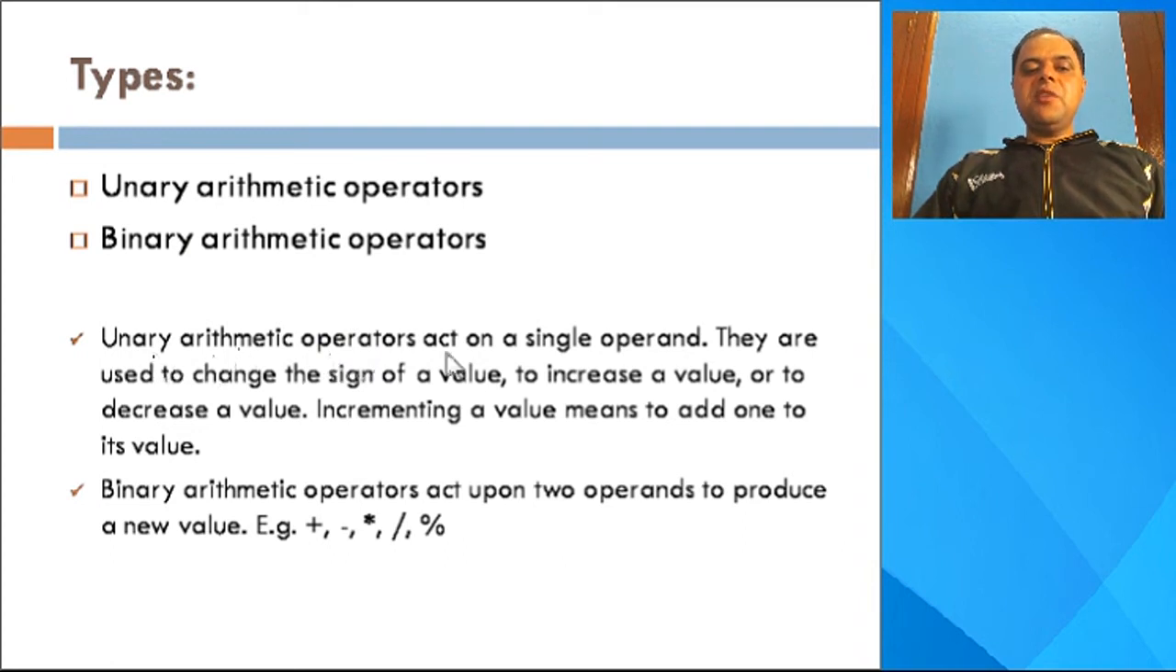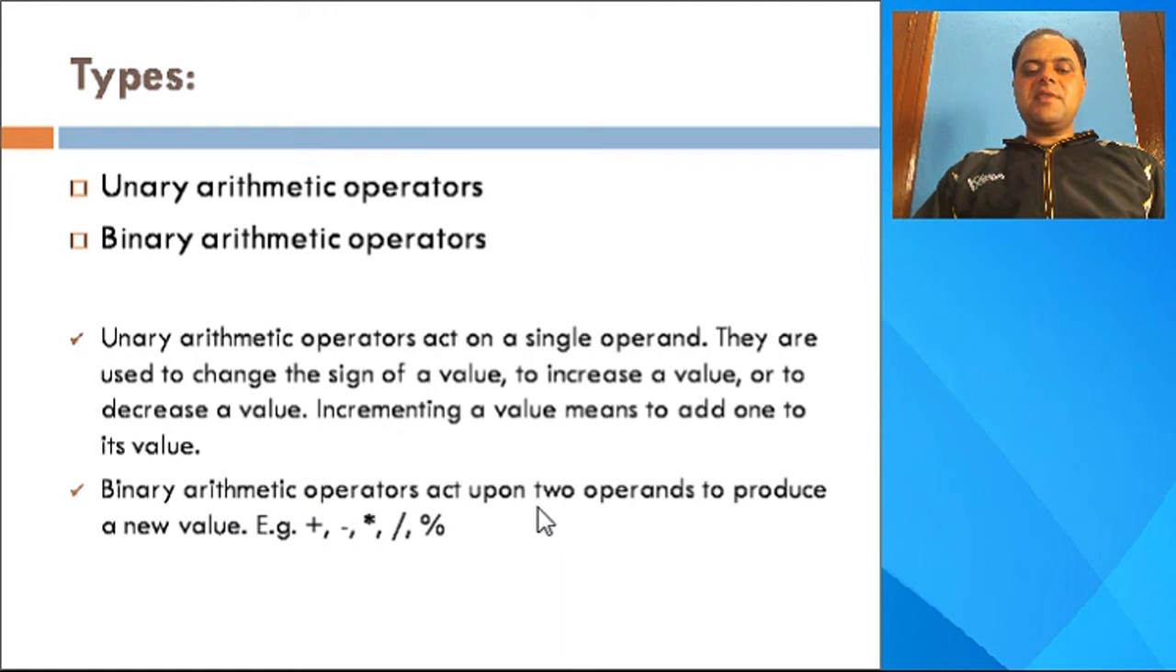Unary arithmetic operators act on a single operand. They are used to change the sign of a value. When we have an operand a and we use the arithmetic operator minus with a, it will change the value of a. Now a becomes minus a. Or we can increase or decrease a value with the unary operator. We will discuss the increment and decrement operators in the next lecture. Incrementing a value means adding 1 to its value. So when I say increase a value, it means it will increase the value by 1.